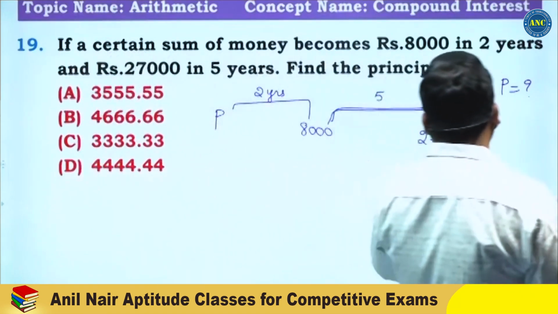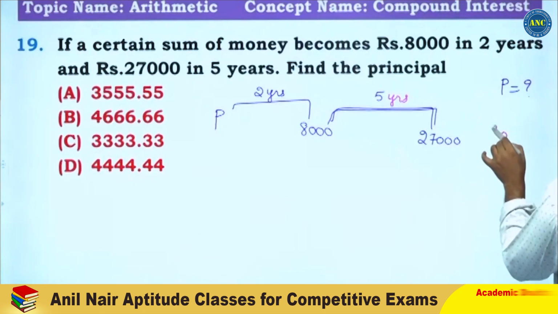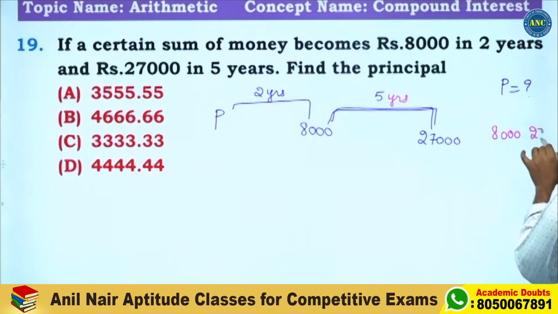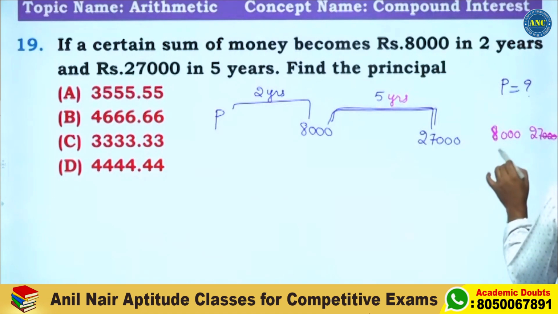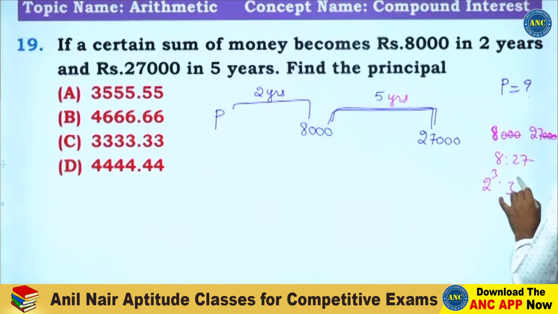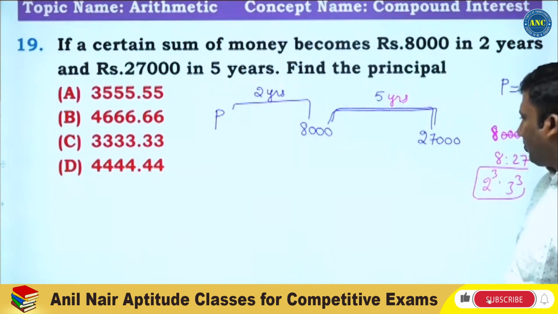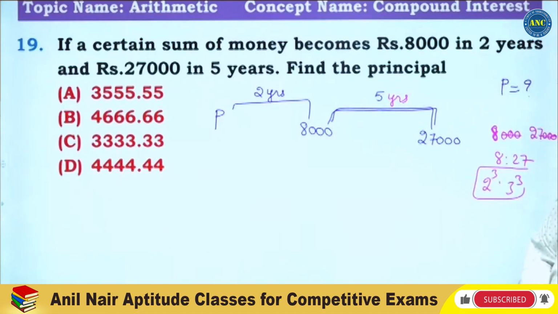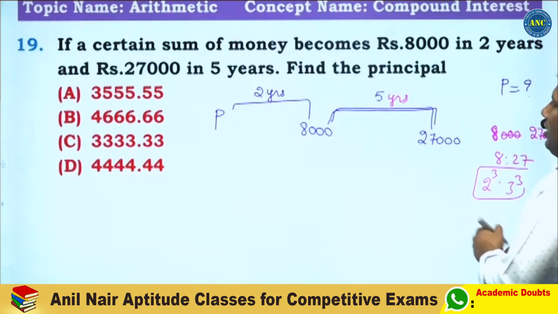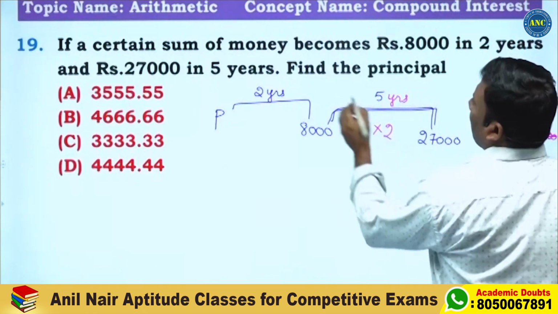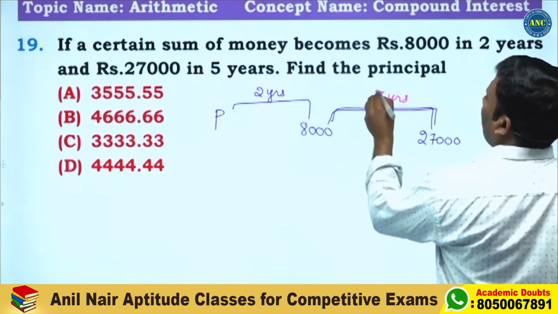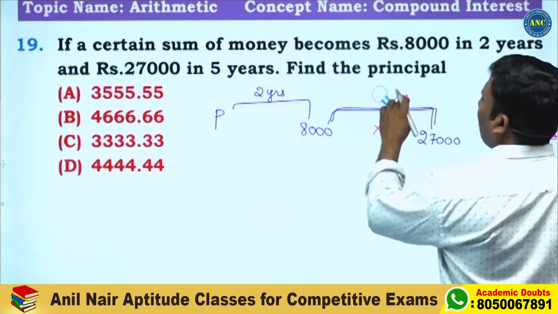Find the principal. If I take the scaling factor 8,000 and 27,000, it is 8 is to 27. 8 is 2 cube and 27 is 3 cube. That means after 5 years the certain sum is becoming 27,000. So after 5 years means this will become 3 years. I hope you understood the mistake which I wrote.